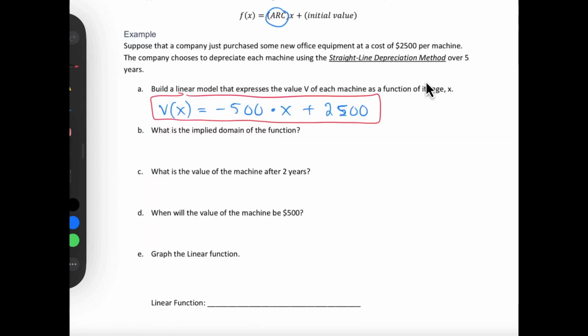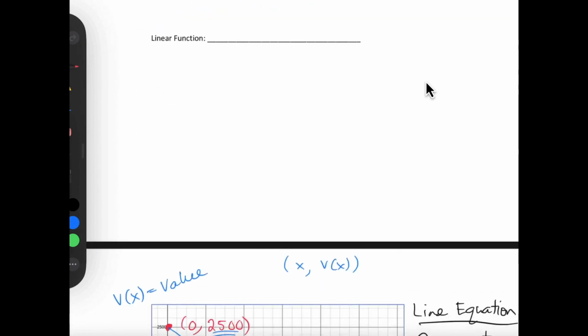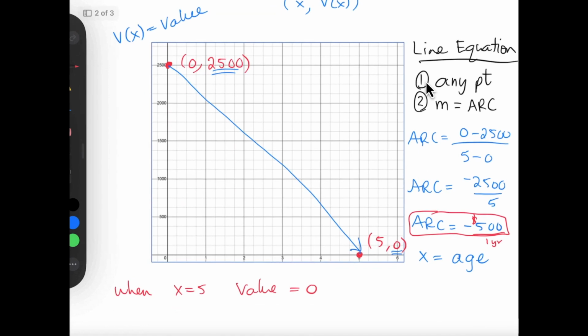So what is the implied domain or the practical domain of the function? Well, we can come back over here to our picture and see that it doesn't really make sense for me to talk about time being less than 0. So our time is measured by the x quantity, and since x is the age, we really think that x equals 0 is going to be our smallest x value.